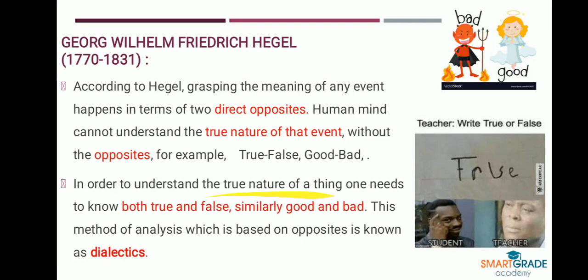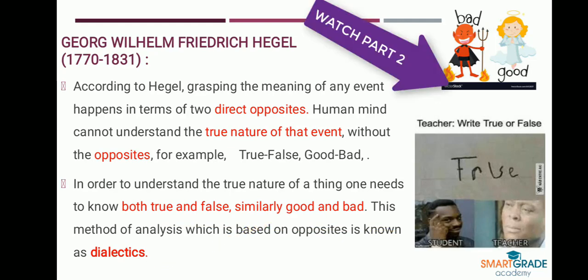In order to understand the true nature of one thing, किसी भी चीज़ का अगर आपको सच जानना हो तो आपको उसके दो पहलू पता होने चाहिए. One is true and false, similarly good and bad. So this method of analysis, which is based on opposites, is known as dialectics. That is also important, and you have to write this answer in your board exams.